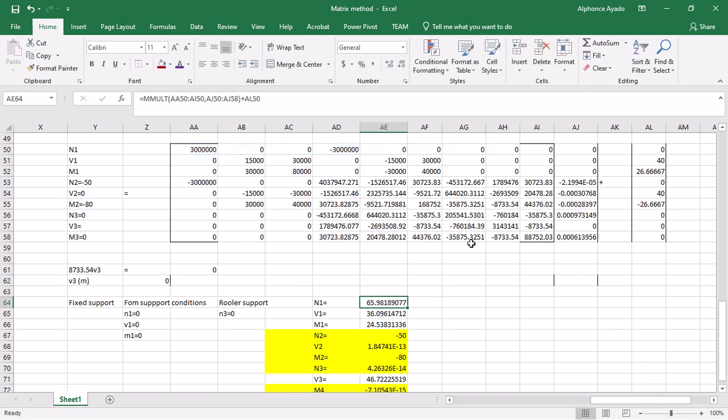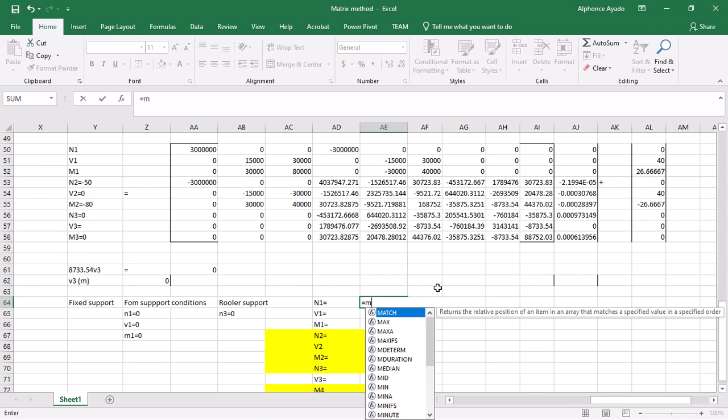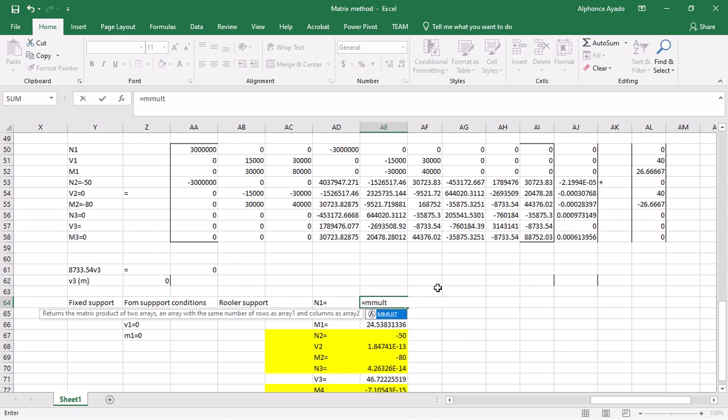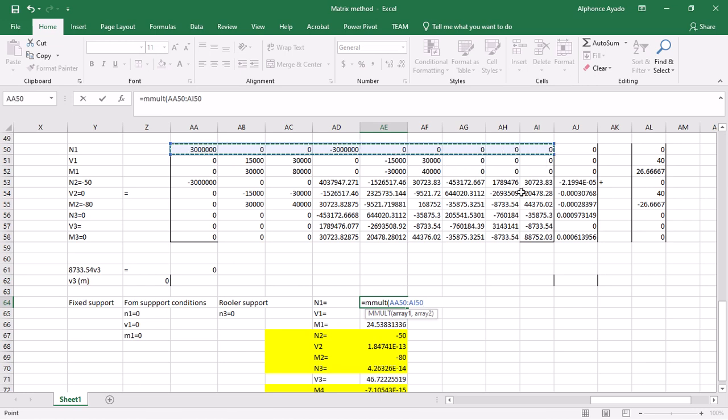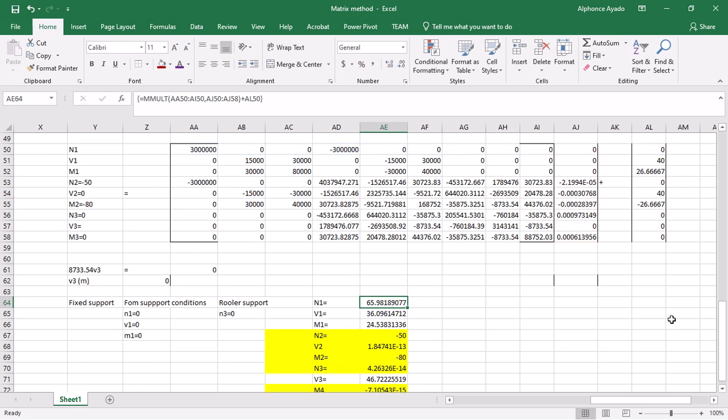Yeah, equals MMULT of the first row and the column, then plus this. And please don't forget Control Shift and Enter. So all this you can, and you get your reactions.